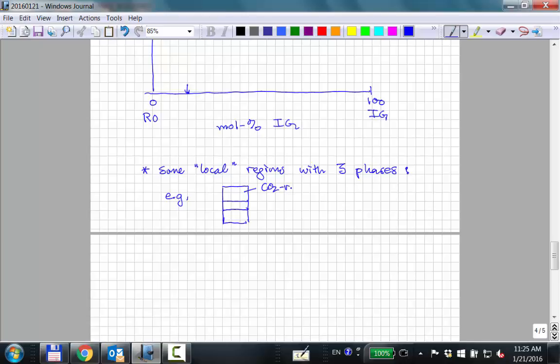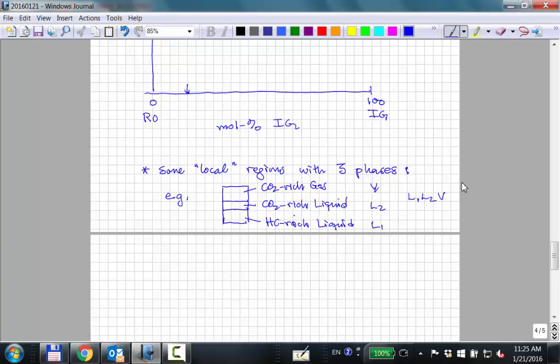CO2 rich gas phase, a CO2 rich liquid phase, and a hydrocarbon rich liquid phase. So you've got liquid 1, liquid 2, and vapor. So they would call this typically liquid 1, liquid 2, vapor, three-phase situation. And there might be just a small range of pressures and compositions where you see the three phases.